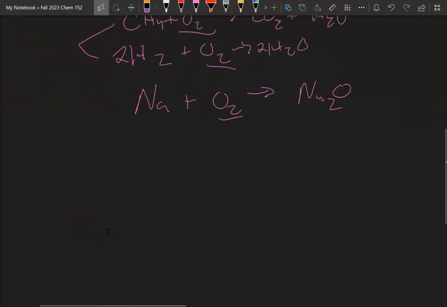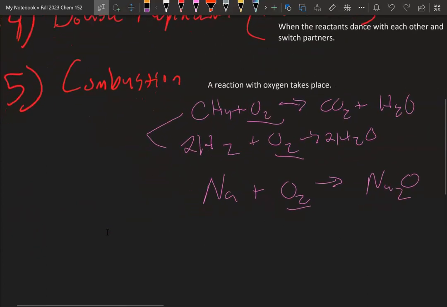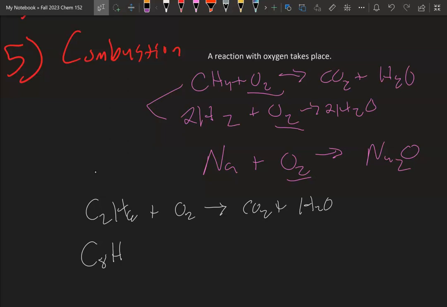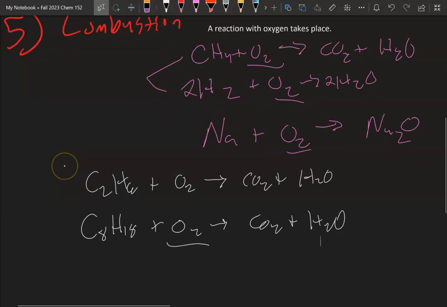All right, now the last thing that we're going to talk about is combustion. And so it's where you have a reaction that takes place with oxygen. And the most common combustion reactions that we see is where we have organic compounds. And you saw this in previous balancing equations where you have C2H6 reacting with oxygen to produce CO2 plus H2O. You have C8H18 plus O2 yields CO2 plus H2O. These are all prime examples of combustion because each of those reactions have oxygen gas present, and that in turn produces the 2 products that you see.